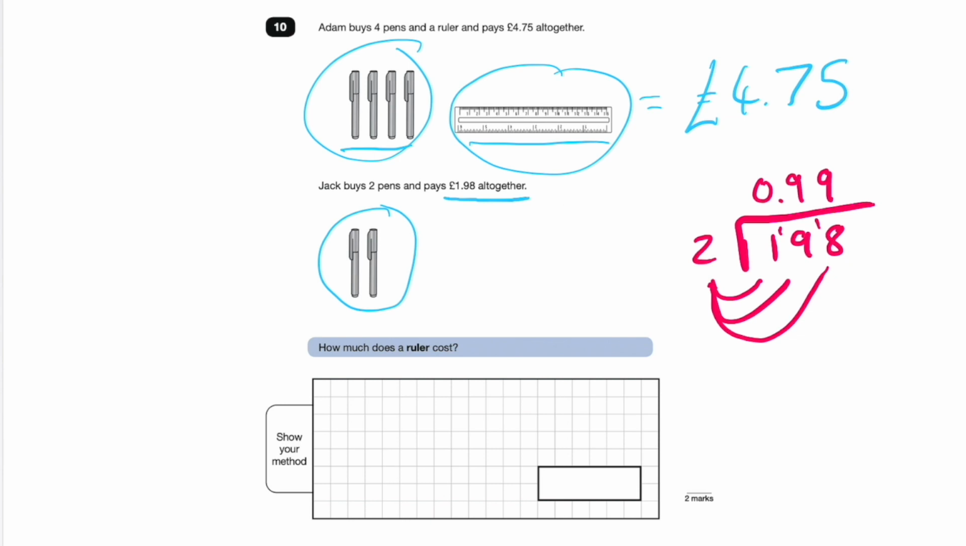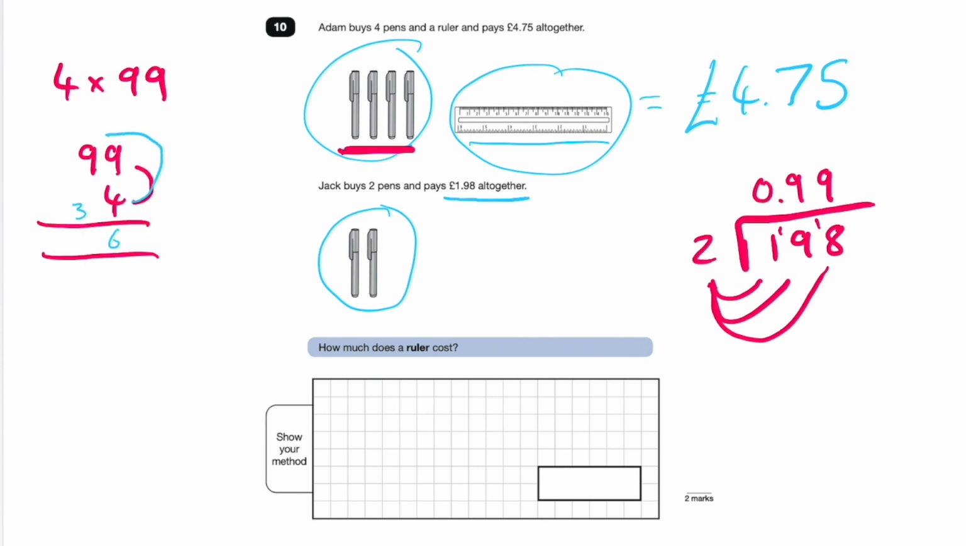So now we can use that knowledge to help us work out how much the ruler costs. Because Adam bought 4 pens, let's see how much he spent on pens. If each pen is 99 pence, we're going to do 4 times 99. I can do that in my column method. 99 times 4. 4 9s are 36. And again, 4 9s are 36, but plus my 3, 39. So I have £3.96. So he spent £3.96 on just his pens.